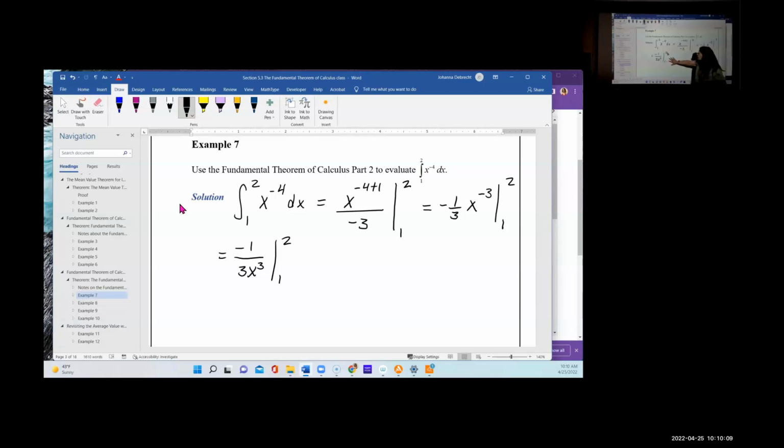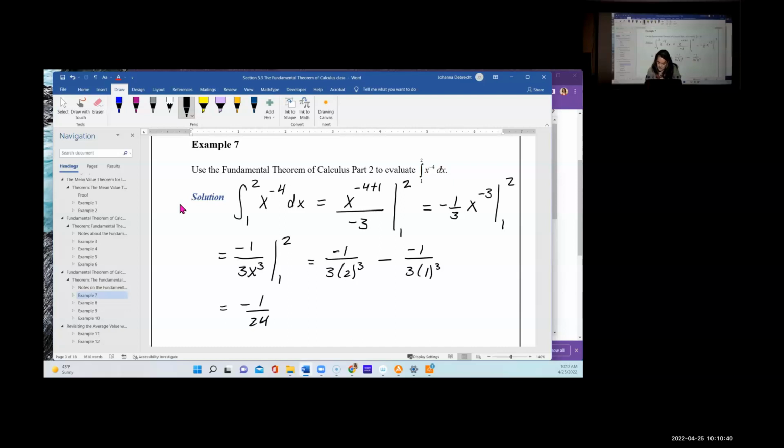Okay. Next thing I want to do is substitute in the value of 2 for x. So I have negative 1 over 3 times 2 cubed, minus, this is part of the Fundamental Theorem of Calculus, negative 1 over 3 times 1 cubed. This gives me negative 1 over 3 times 8, which is 24. So I have negative 1 over 24.